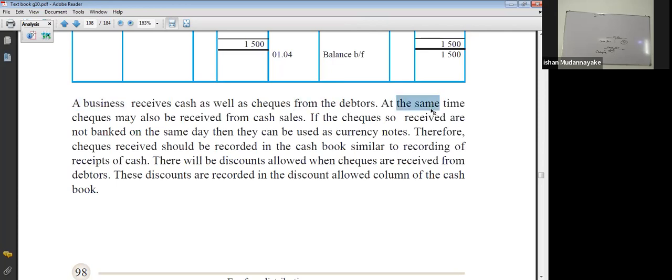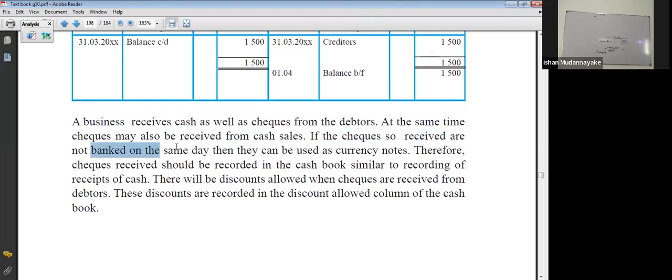The business receives cash as well as checks from the debtors. At the same time, checks may also be received from cashiers. If the checks received are not banked on the same day, then they can be used as currency notes. Therefore, checks received should be recorded in the cash book similar to recording of receipts of cash. There will be discounts allowed when checks are received from debtors. These discounts are recorded in the discount allowed column of the cash book.